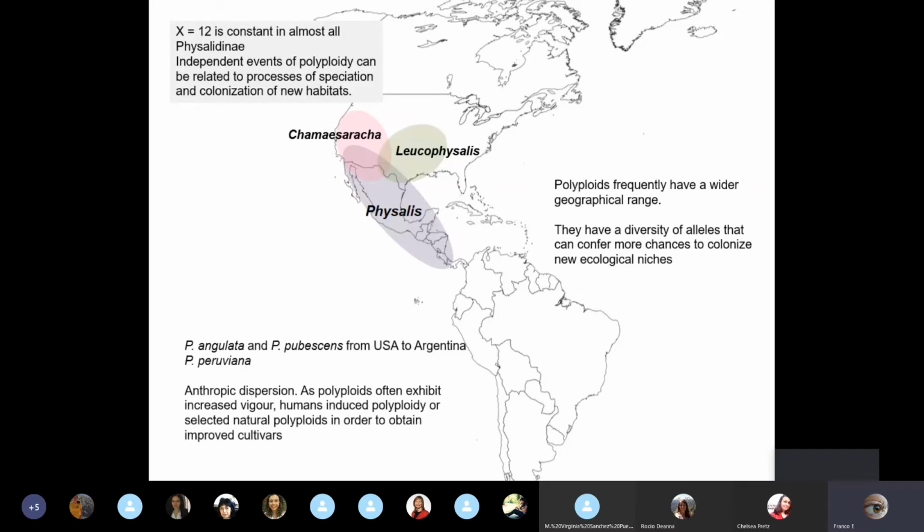But we also have polyploids in Physalis: Physalis angulata and Physalis pubescens, which grow from the USA to Argentina and are also exotic in the Old World, and Physalis peruviana, which is, of course, American, but is also exotic in the Old World. But in this case, this polyploidy may be related to anthropic dispersion. As polyploids often exhibit increased vigor, humans induced polyploidy or selected natural polyploids in order to obtain improved cultivars.